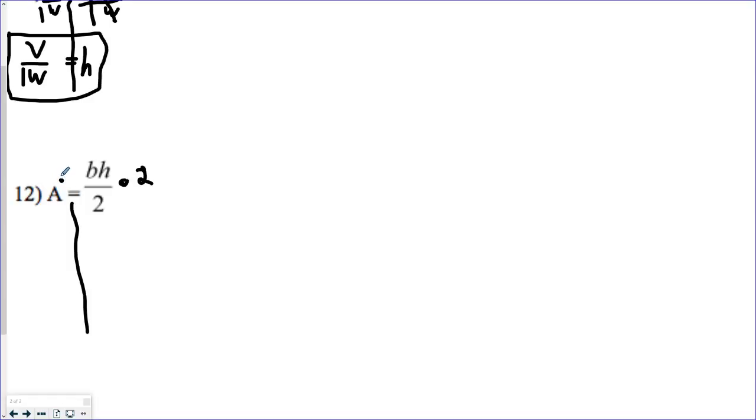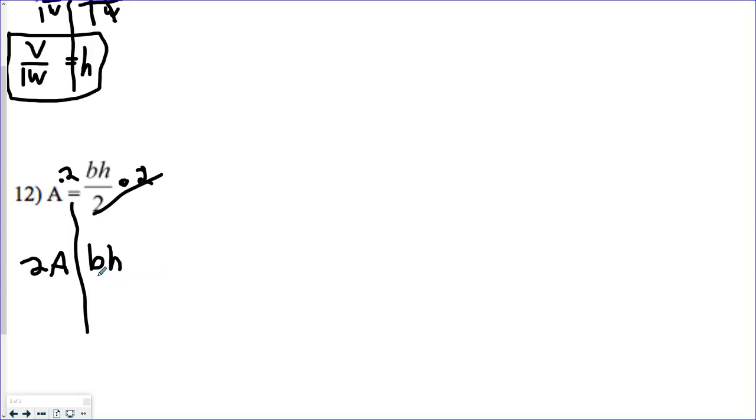So I multiply by 2 here as well, to both sides. This will cancel, and I'm left with BH, or B times H. Over here, instead of doing A times 2, I'm just going to do 2A, just because that's usually how you write multiplication with variables, is you write the number in front and the variable in back and just squish them together.